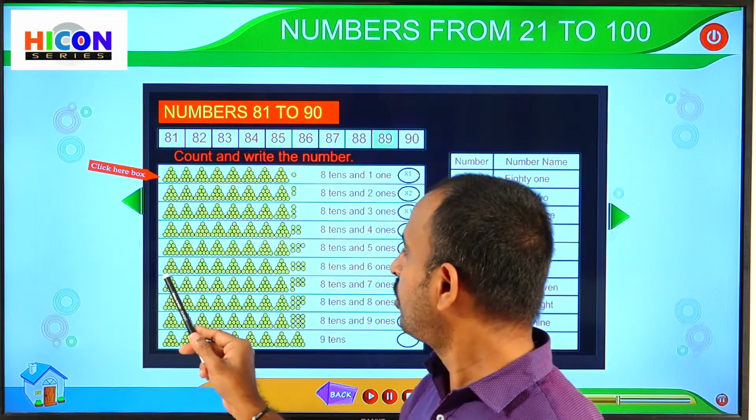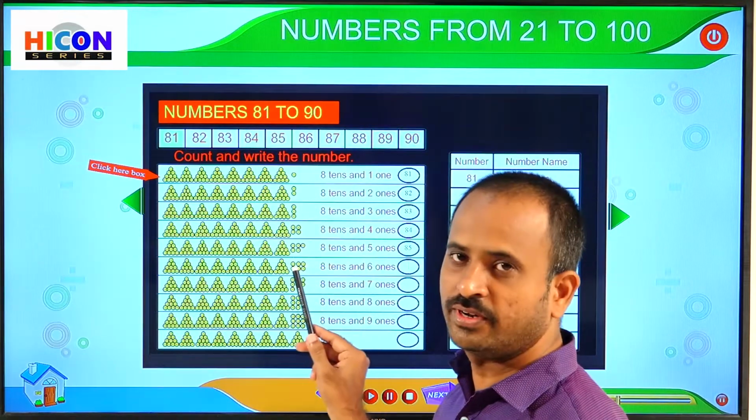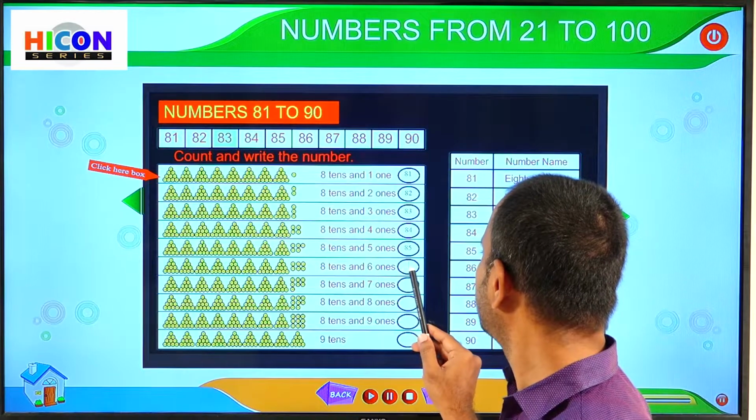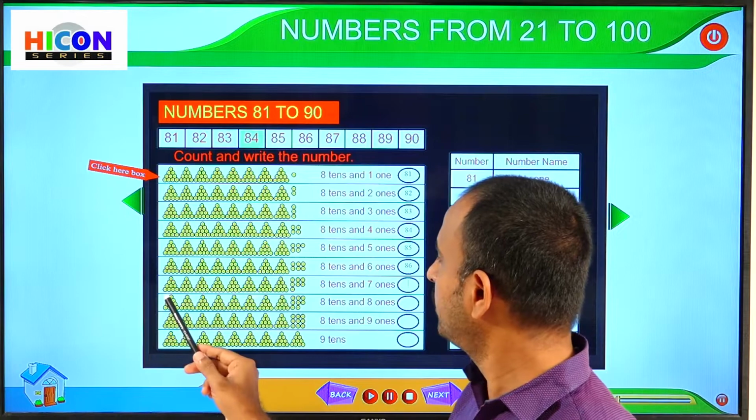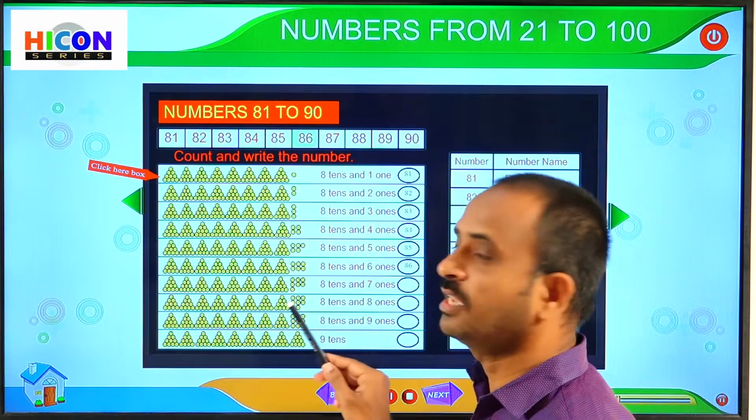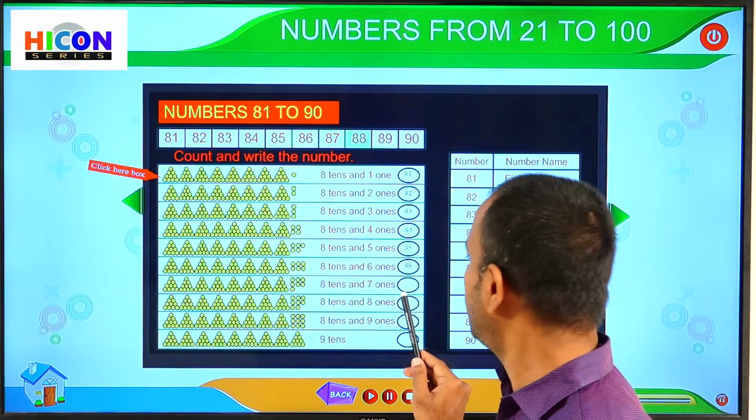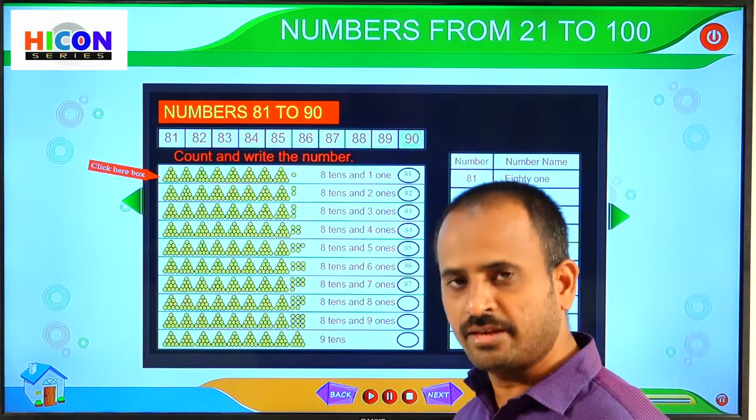So children, how many tens are there? There are 8 tens and 6 ones. So write 8 6. That is 86. So see the next one. There are also 8 tens and how many ones? 7 ones. So 8 tens and 7 ones makes the number 87 and it can be read as 87.